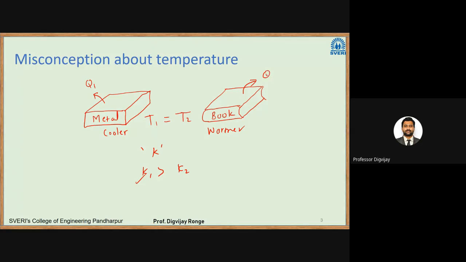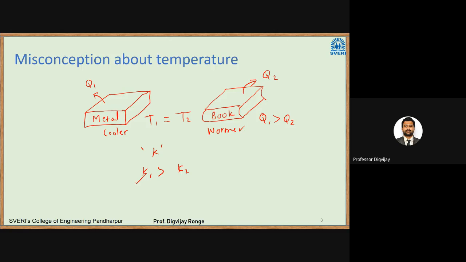So in that case, what is happening? Q1 is greater than Q2. So more heat is being transferred from the metal to your body, and less heat is transferred from the book to your body. That is why you feel that metal is kind of cooler or cold, and you feel the book a little bit warmer. So that concept is related to heat transfer. Though they are at the same temperature, the heat transfer is different. That is why there is a difference between what you feel when you touch those objects.